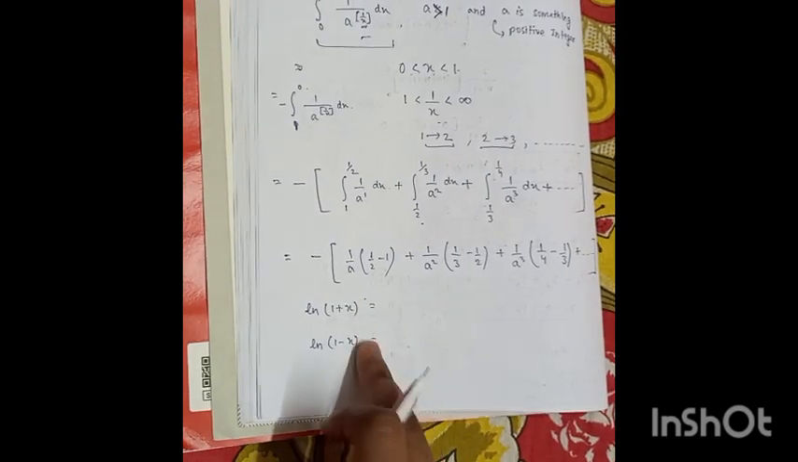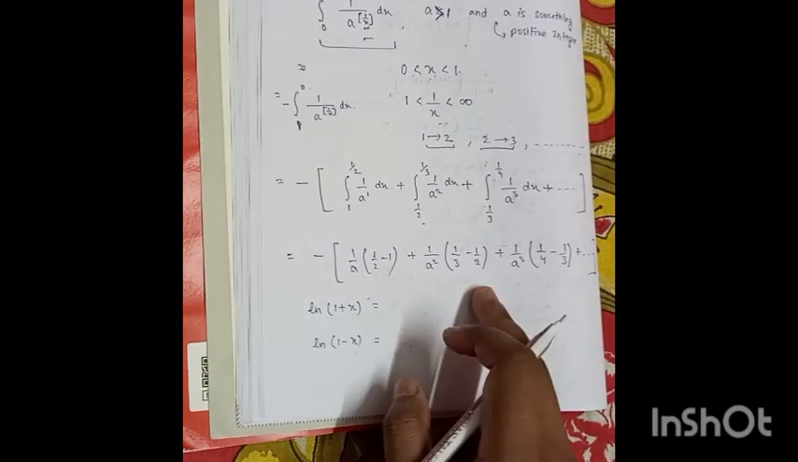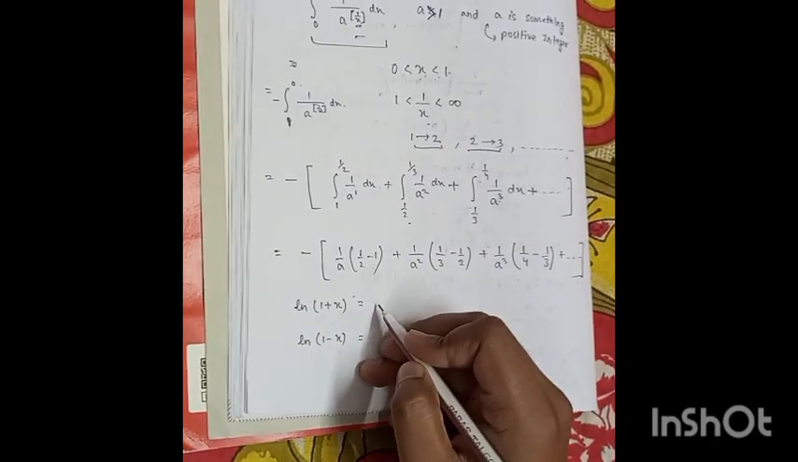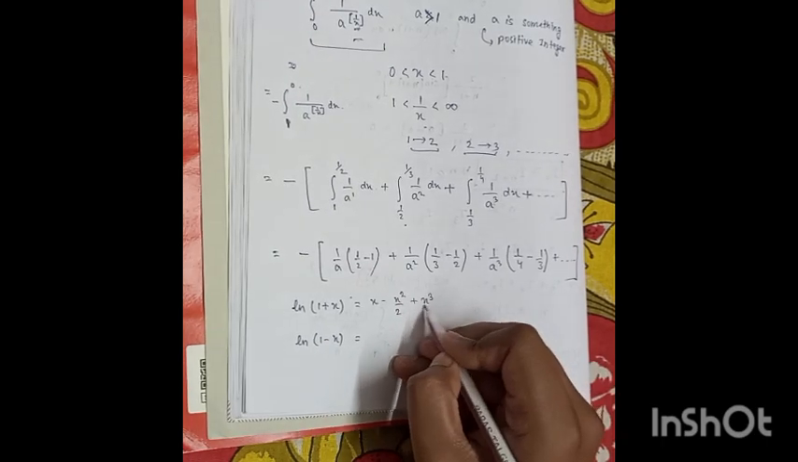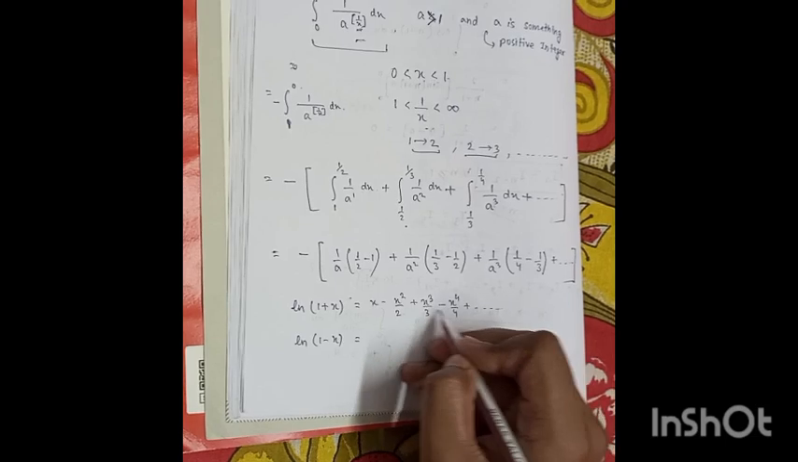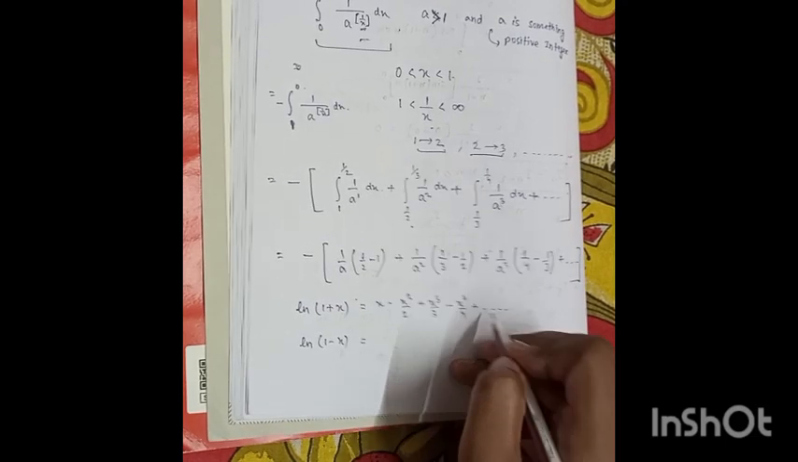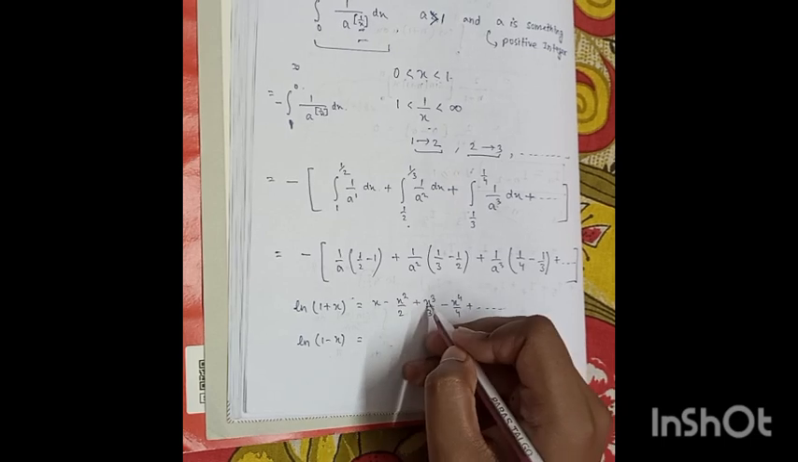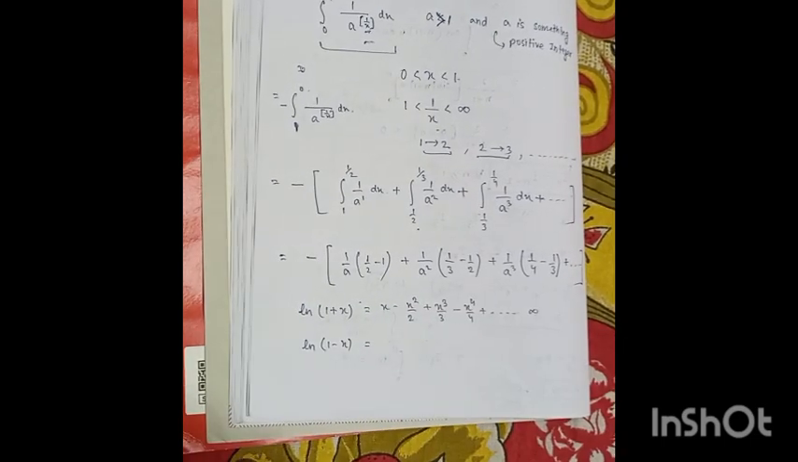So somehow we have to create these two expressions, two expansions here. So what is log of 1 plus x? It is equal to x minus x square by 2 plus x cube by 3 minus x to the power 4 by 4 plus so on. The signs will change alternately, and then x to the power n by n. So this will continue up to infinity.